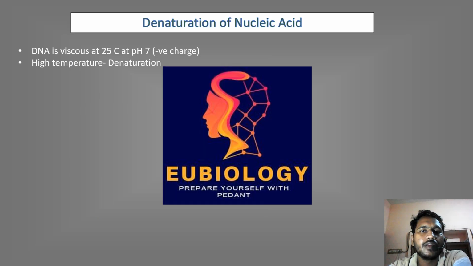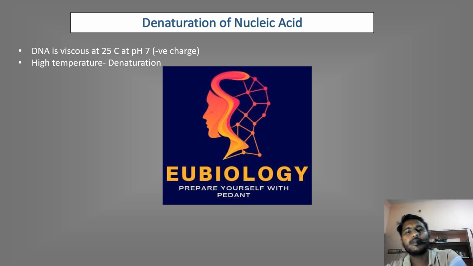So let's begin it. The denaturation of the nucleic acid will occur by heating only. Okay, not only but mostly it will be done by heating. So you can see the DNA at 25 degrees Celsius, at neutral pH, it will be negatively charged and viscous in nature. As the temperature is increased, the DNA will start denaturing. It's not like it will be denatured at any temperature. There is some Tm value, the melting temperature, at which the DNA double strand will start breaking.